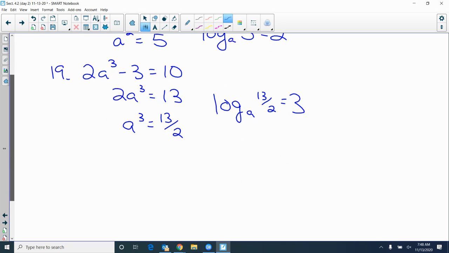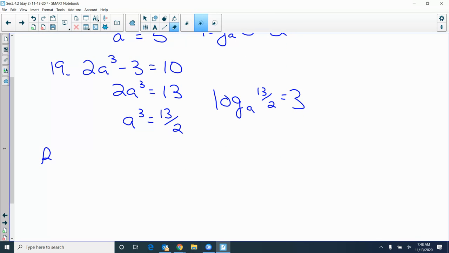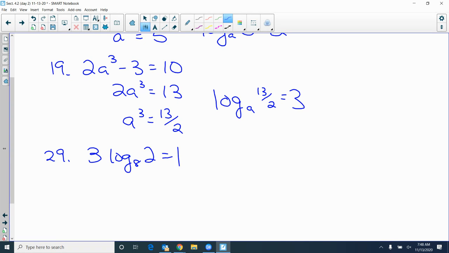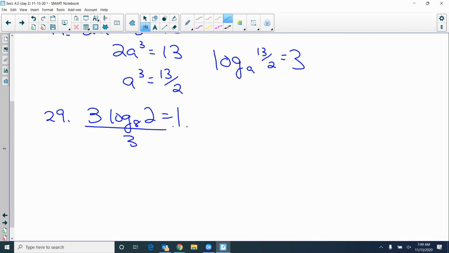All right, 29. What do we got for that one? We got 3 log base, man, my eyes are bad. Is that an 8? Yeah. 3 log base 8 of 2 equals 1. Okay, and now, what did they say? They say 8 to the 1/3. So just divide by 3 here. Log base 8 of 2 equals 1/3. And so 8 to the 1/3 power equals 2. So that's all we got to do for that one.